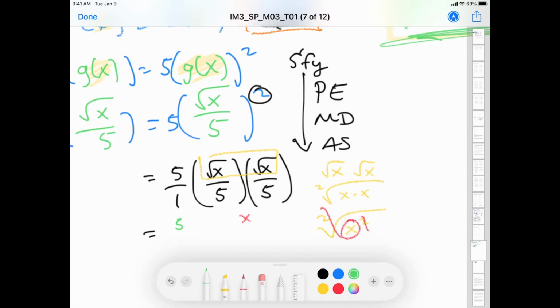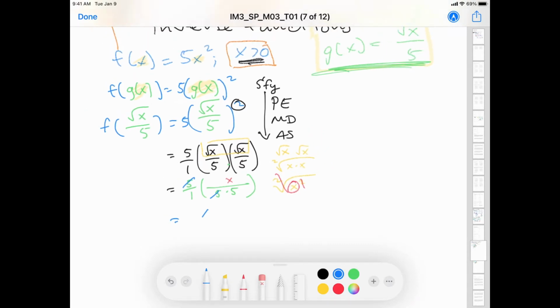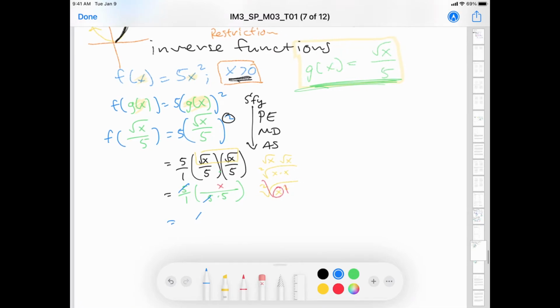You still have that 5 in the numerator, and 5 times 5 is 25. Now that I realize, I should have just kept it 5 times 5. Why do you think? Well, my 5's cancel, and you're left with... I think we messed up somewhere. I messed up somewhere. Let's take a look.